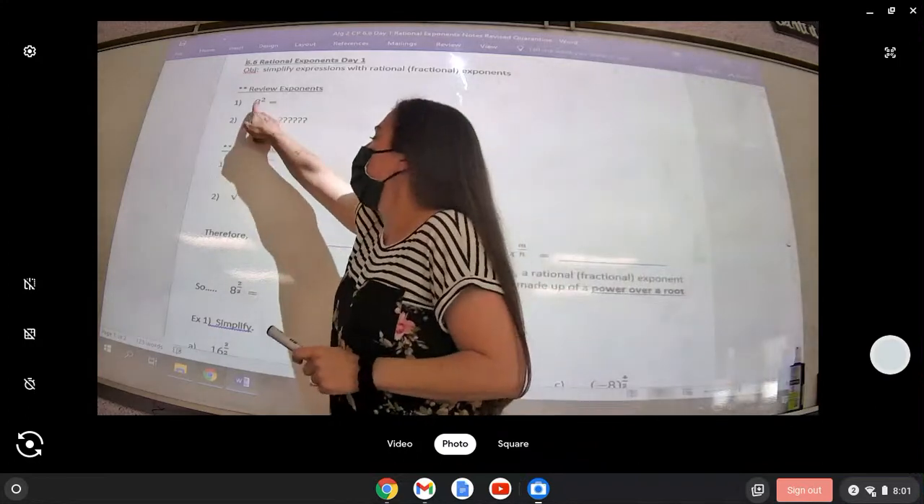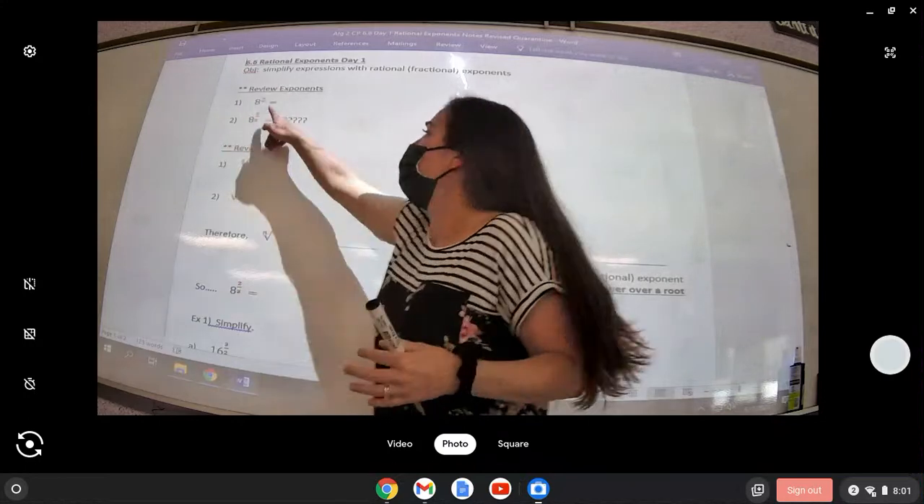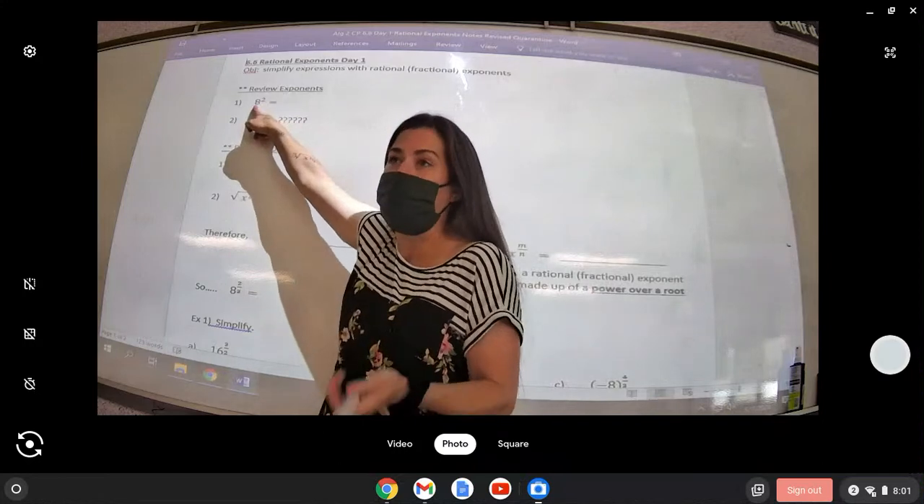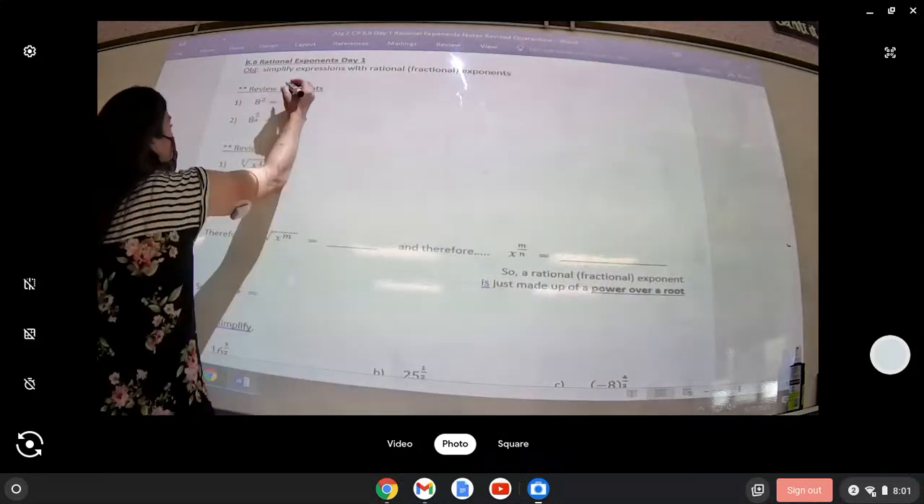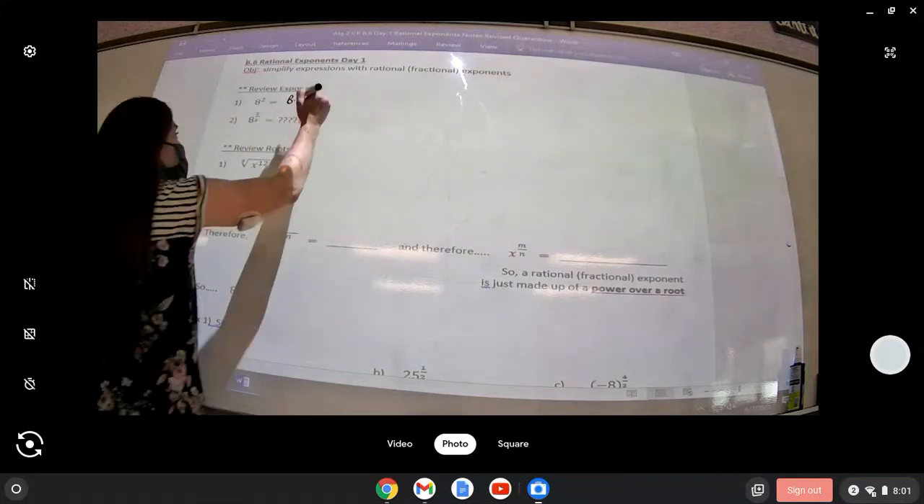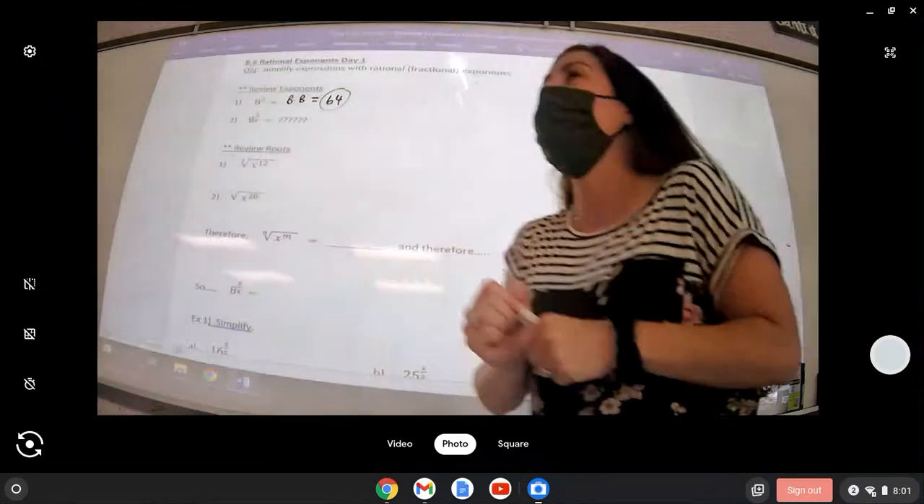So guys, just remember, if I asked you to simplify 8 squared, the exponent 2 tells you how many times to multiply the base, 8, by itself. So 8 squared literally means 8 times itself 2 times, 8 times 8, and then we end up with 64. Nice and easy, right? Okay.